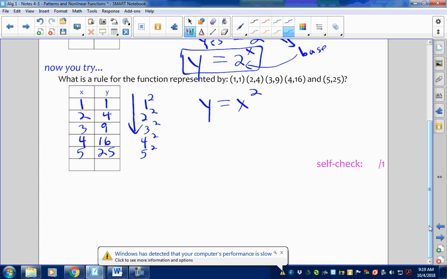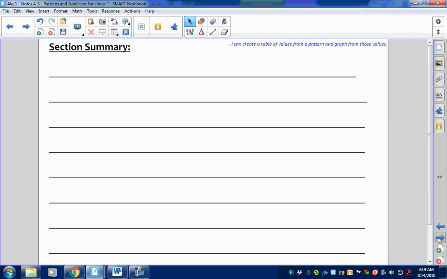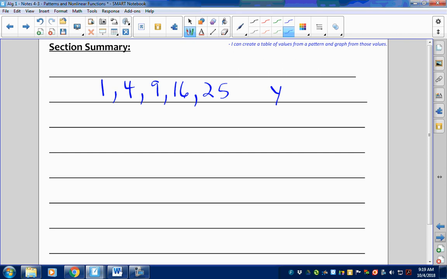You're going to need to be able to recognize these numbers. It will show up on the classwork. All right. Any questions on this so far? So we've got equations like x cubed, x squared, 3 to the x, 2 to the x. You might want to, in your section summary, write something like this. The numbers 1, 4, 9, 16, 25, that's a y equals x squared pattern. Maybe write that down. That's something you should memorize.